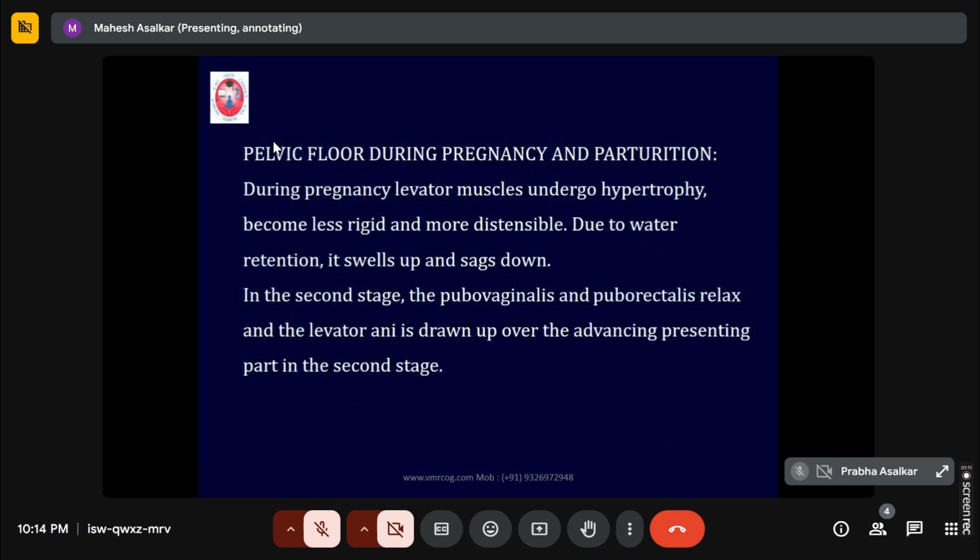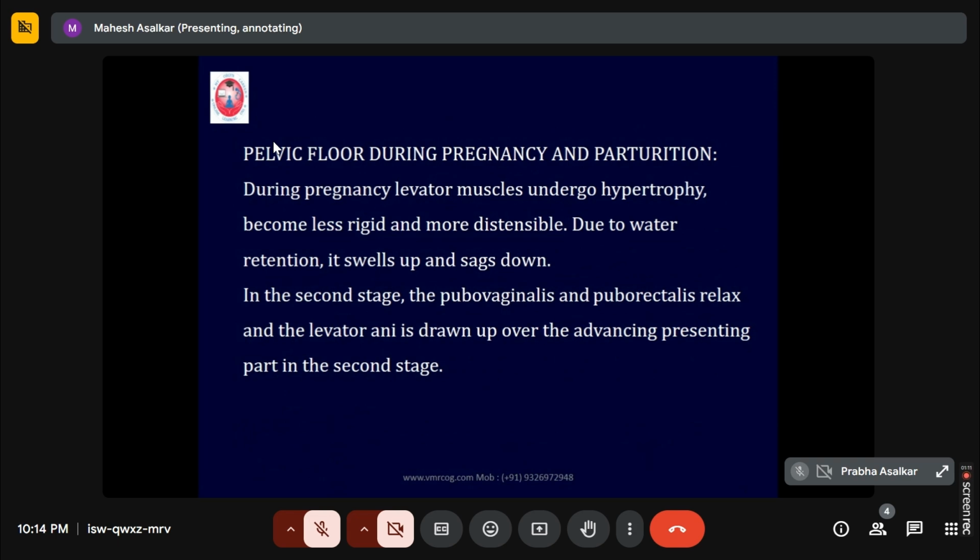Now, what happens to the pelvic floor during pregnancy and parturition? During pregnancy, the levator muscles will hypertrophy and become less rigid and more distensible. Due to water retention, it swells up and sags down. In the second stage, the pubovaginalis and puborectalis relax, and the levator ani is drawn up over the advancing presenting part.